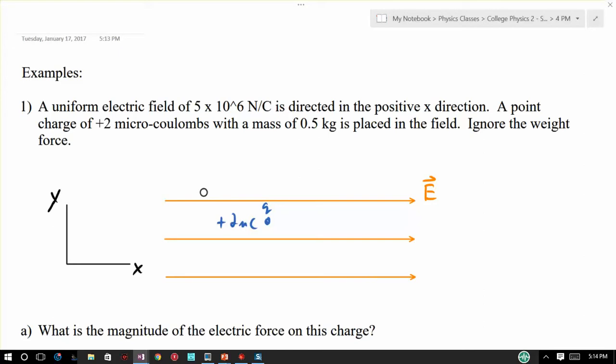If I pick this point, it's the same thing, right? Any point I pick, it's the same field, right? So how do you represent a uniform electric field? Well, everywhere the field is uniform.